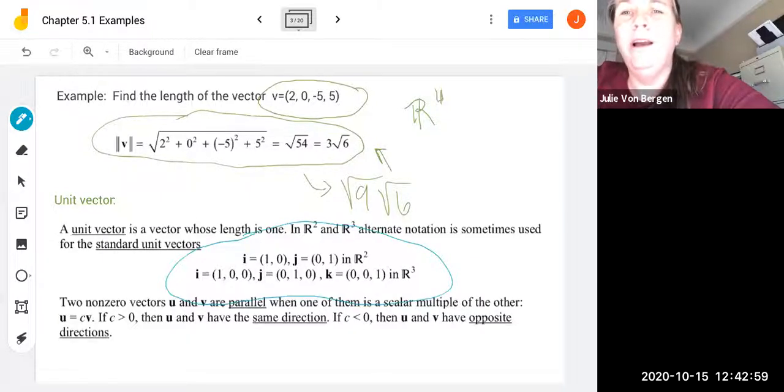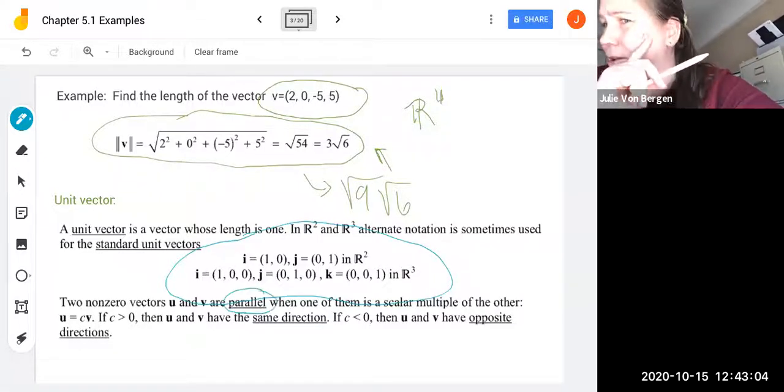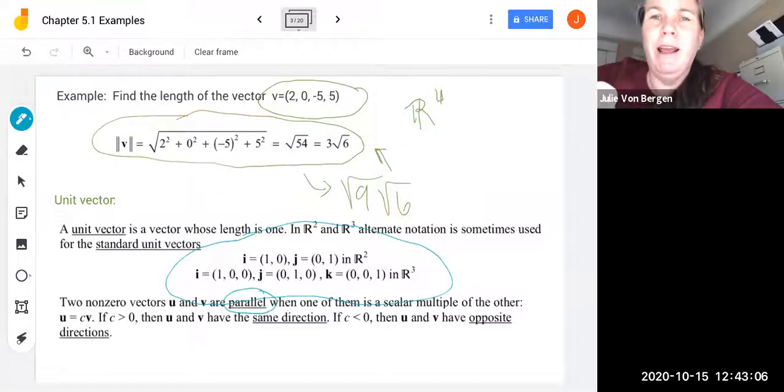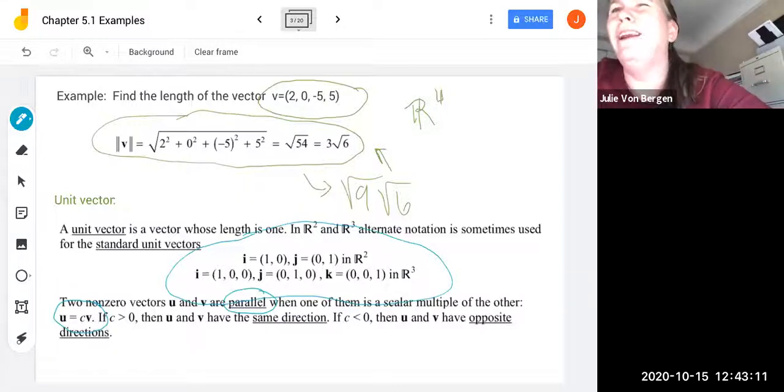So we say two non-zero vectors, u and v, are going to be parallel when one of them is a scalar multiple of the other. So we can write that as u equals some scalar times v. In most cases, you're going to have to eyeball and look to see what the scalar multiple is yourself. You could graph them and verify if you're in 2 or 3 dimensions that they are scalar multiples. When we're in higher dimensions, you just kind of have to eyeball and say, is one a scalar multiple of the other? You could divide component-wise to figure out what that scalar is.